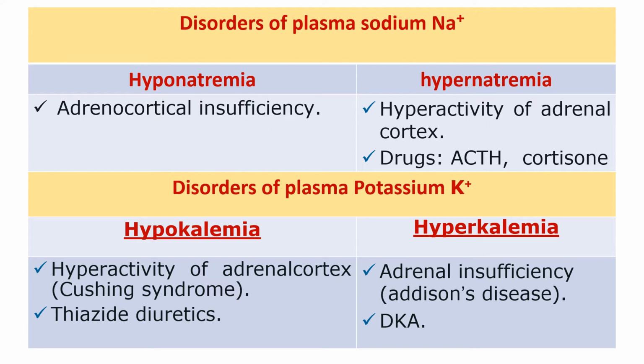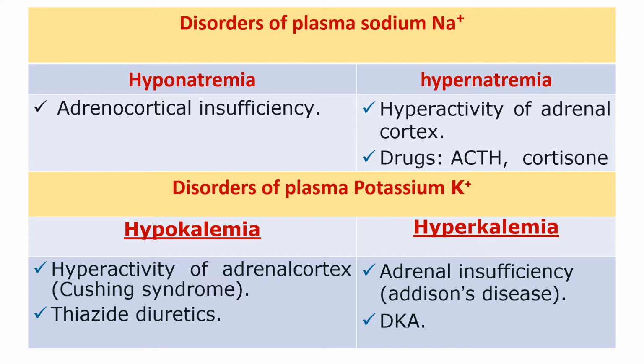As regards the disorders of sodium and potassium, hypernatremia and hypokalemia. Hypernatremia means increased sodium, so increased glucocorticoid, hyperactivity of adrenal cortex, and at the same time hypokalemia. Both of them have the same cause. Hyperactivity of adrenal cortex leads to hypernatremia and at the same time hypokalemia.